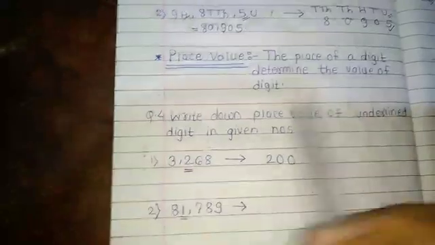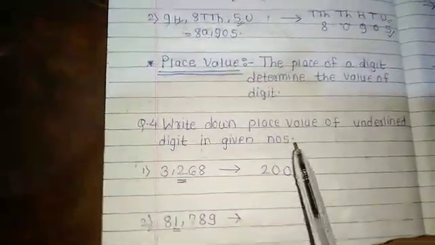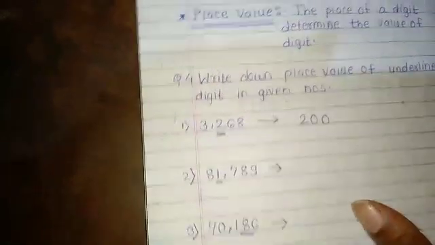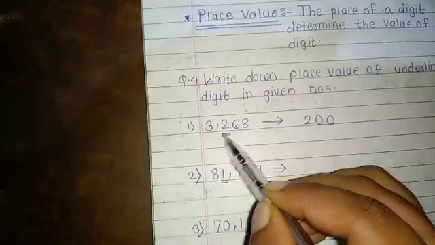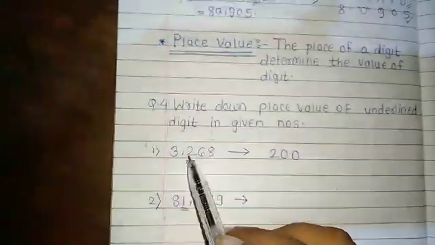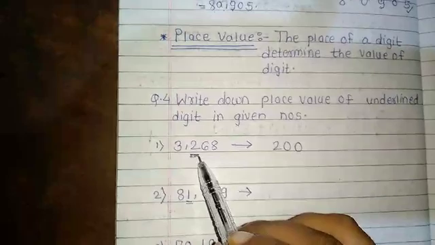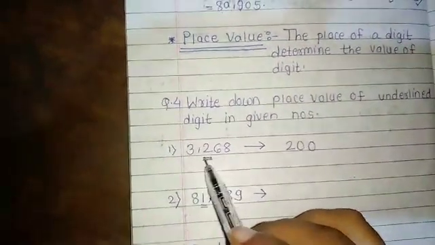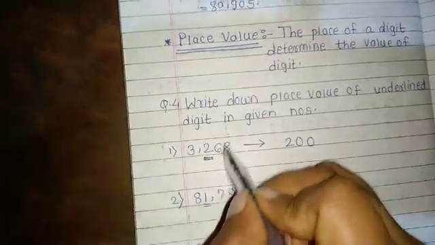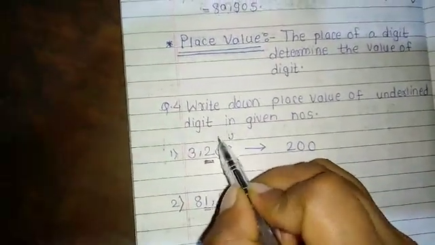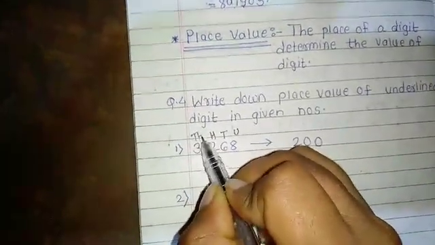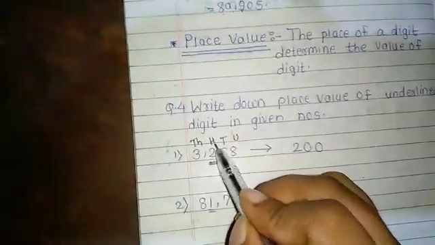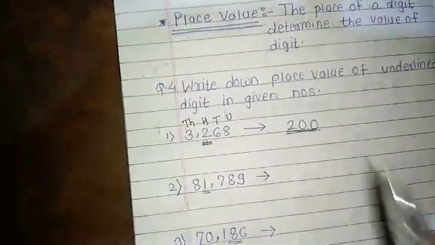So likewise, read this question. This type of question may be asked. Write down the place value of an underlined digit. They give you a number with an underlined digit, and they ask you to find out what the place value of that digit is. So what is this number? 3268, and they underline the digit 2. So we are putting the places. Yes, I am writing the places: unit, 10, 100, and 2 is at 100 place. So its value is 200.